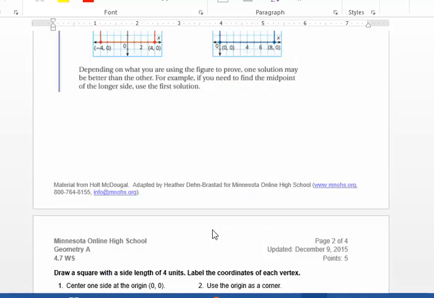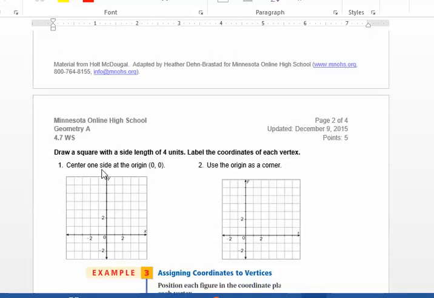All right, so for your problem, it says first to draw a square with a side length of 4 units. That means every side of your square is 4. And it says then to label the coordinates of each vertex. So you have to tell me what the coordinates are when you're done. So one way you're going to do it, number 2, is you're going to use the origin as a corner. So you would start right here, and then you would go over 4, and then you'd go up 4, here, and you draw a square. And then you would just say what each coordinate would be. One of them would be 0, 0. One of them would be 4, 0, one would be 0, 4, one would be 4, 4.